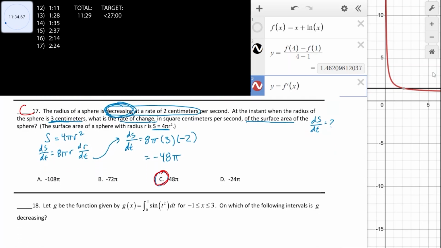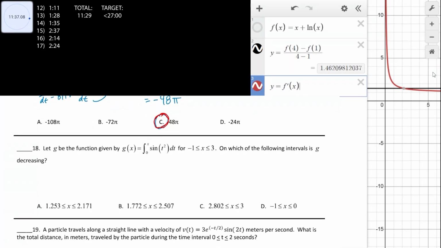Number 18 says let g be the function given by g of x equals the integral from 0 to x of sine of t squared dt for x values in between -1 and 3. On which of the following intervals is g decreasing? Okay, so g is decreasing anytime g prime is negative. Or another way to think about it is when the slope of g is negative. That's what g prime is anyway.